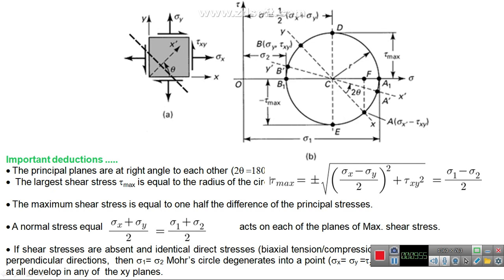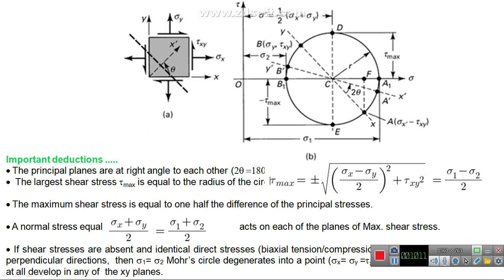Now we determine the normal stress in the plane which experiences the largest shear stress. This is nothing but the x-coordinate of the points, that is sigma x plus sigma y divided by 2. This is also equal to sigma 1 plus sigma 2 divided by 2.